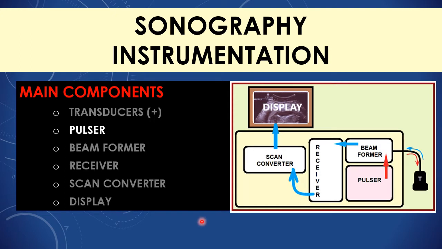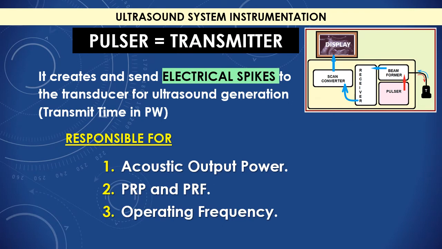The pulsar is the first part. This is the pulsar here, the pink part here. So the pulsar is also known as the transmitter, is responsible for creating and delivering electric spikes from the pulsar to the beamformer and then down to the transducer here.